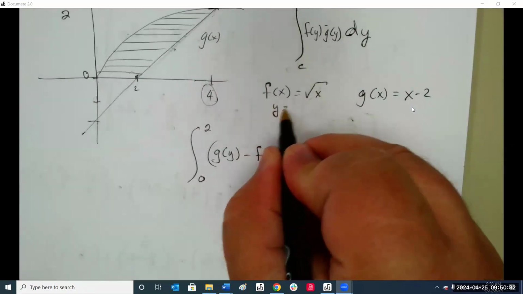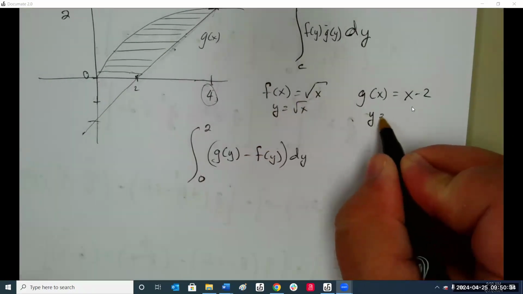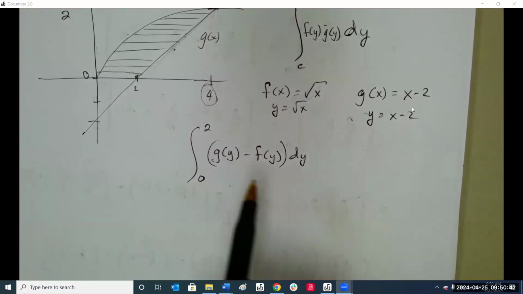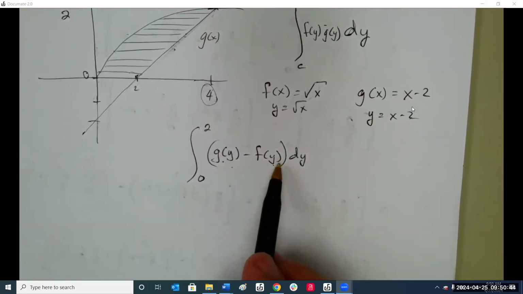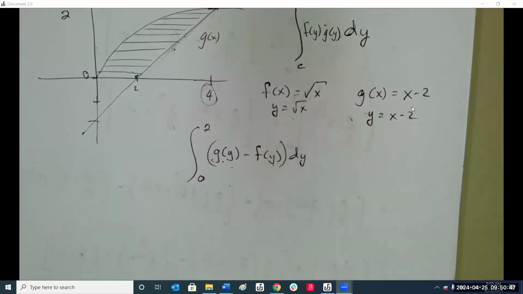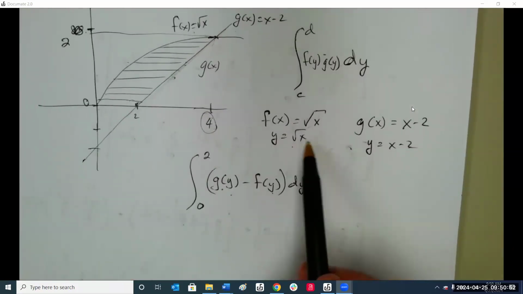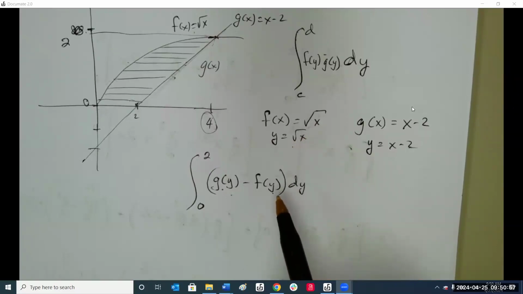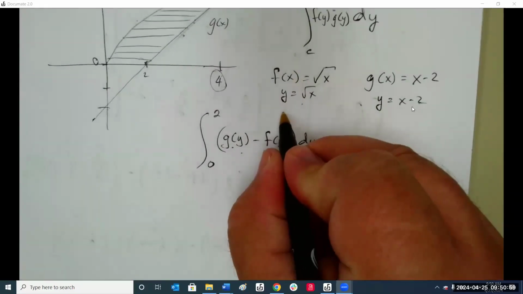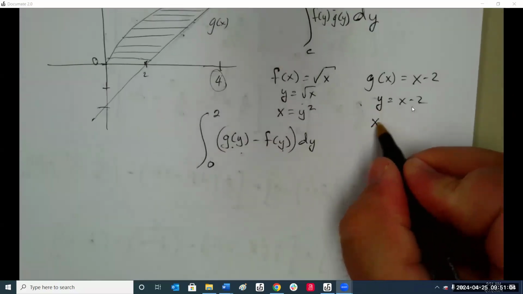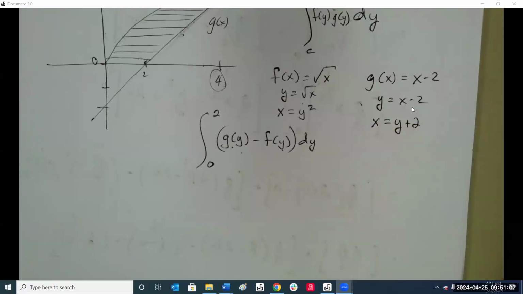So this equals y equals square root of x. What do we have to do? We need to have functions with respect to y, so we have to solve for x. The original function we did last question was y equals f of x. Now we're doing x equals f of y. So x is equal to y squared, and x is equal to y plus 2. Those are my two functions.